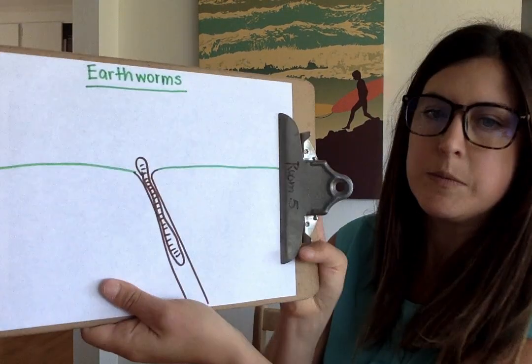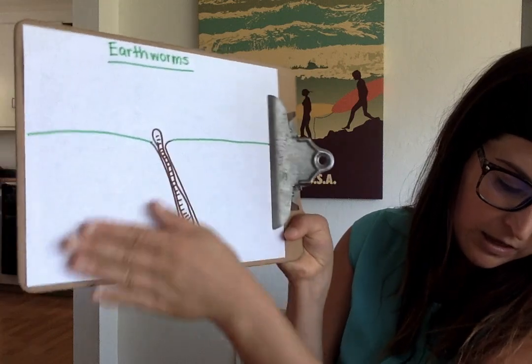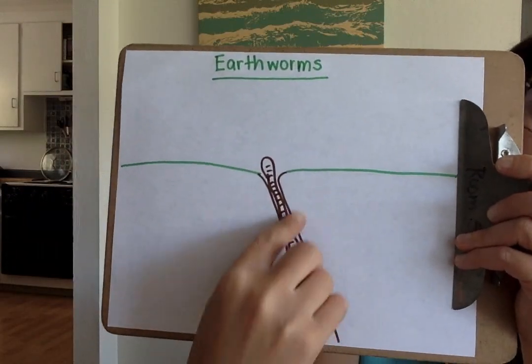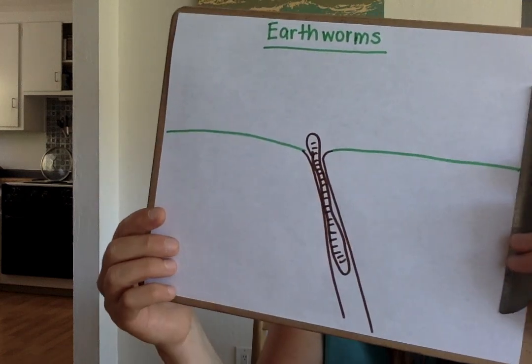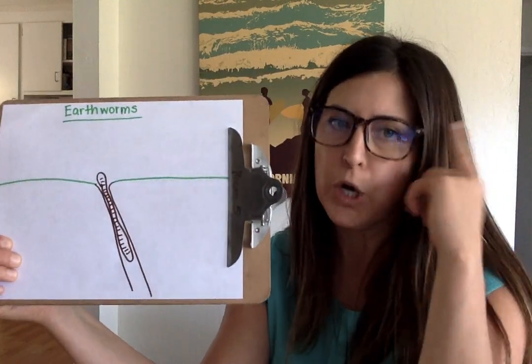Why do you think they're called earthworms? I bet you guessed it. They're called earthworms because they spend a lot of their time in the soil in the earth. So you can see that this worm is crawling up towards the grass and is just coming out a little bit. So let's think about a worm.